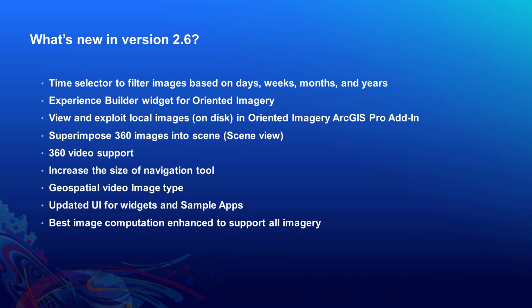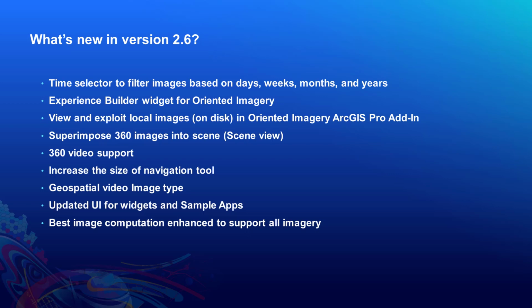Let's look at the new capabilities that we have added in the Oriented Imagery 2.6 release. Users can now filter images based on days, weeks, months, or years using the Time Selector tool in the Oriented Imagery viewer. Users can now also add the Oriented Imagery widget into custom applications created using Experience Builder. You can now visualize and exploit images on local disk in the Oriented Imagery ArcGIS Pro add-in. So no need to upload images to cloud.